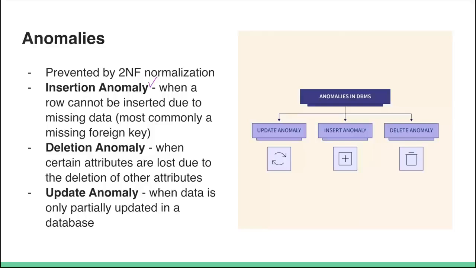This is when a row can't be inserted due to a missing foreign key. So you've got all the data, but you don't have the data for a foreign key that connects it to another table, and so you just can't insert that data. The second is the deletion anomaly. It's when you want to delete one attribute, or one row, but all of the attributes for a specific entity are lost when you do that. And the third is the update anomaly, when data is only partially updated in a database.